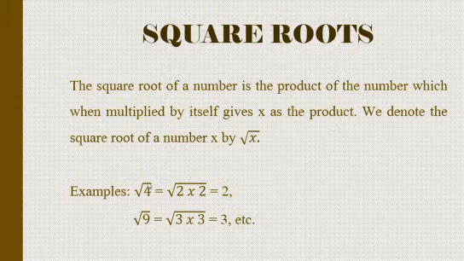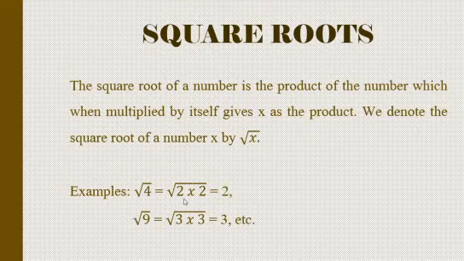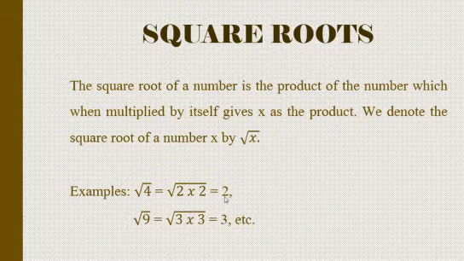Suppose we want to find out the square root of 4. 4 we can write down as 2 into 2. Now to remove this root sign, here we can see that 2 are in pairs. So out of this pair, one 2 we can take out. So root 4 is 2. In the same way, root 9 is 3.